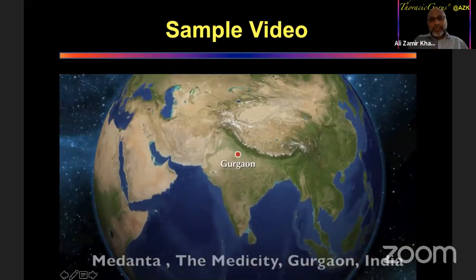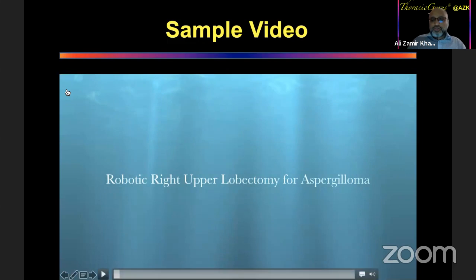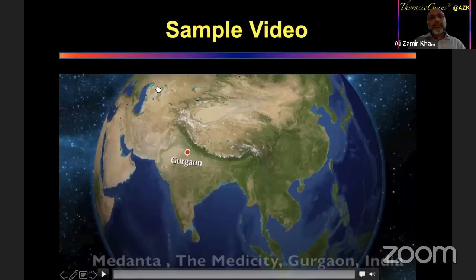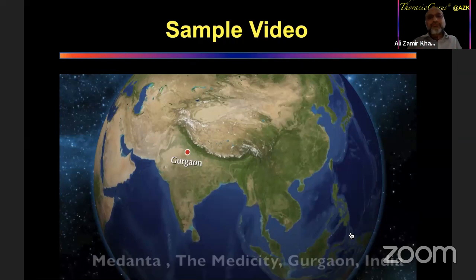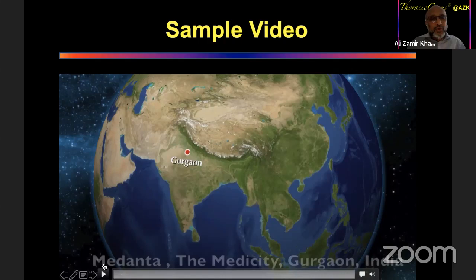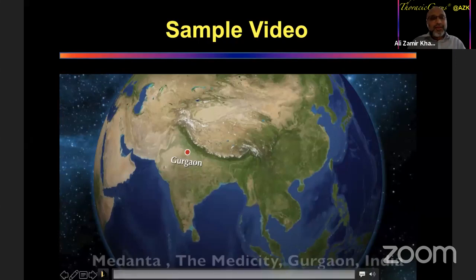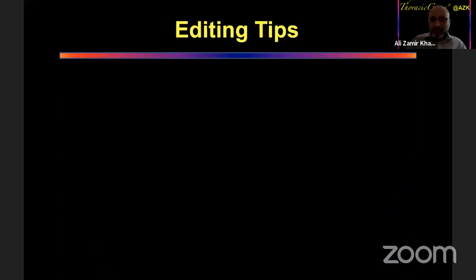Now, just to show you a sample, this is a story. Just 1 second, okay? This is a story which is starting, and the story is starting in the world, somewhere in a country called India. There is a place called Gurgaon, and there is a hospital called Medanta the Medicity. Do you understand? That is what this image is showing. I'm telling a story. I'm starting the story. Once upon a time in the world, there was a kingdom called India, and the prince was called Ali Zamir Khan, whatever. I'm telling a story. Sorry.